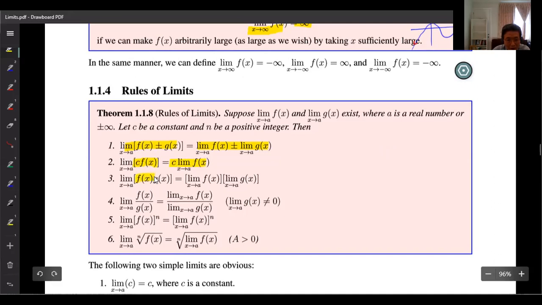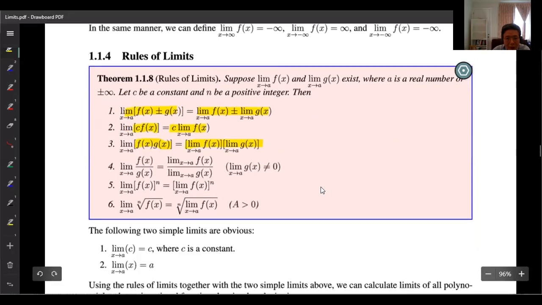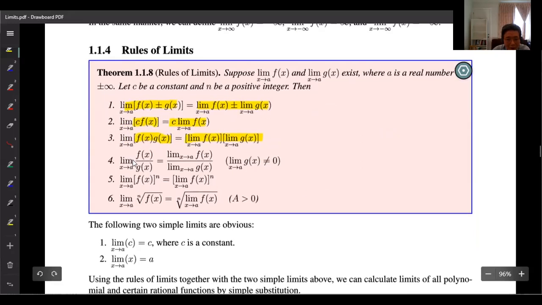If we have a product, we take the limit of a product, we just get the product of the limits. Again, the limit of a quotient equals the quotient of the limits. But here we have to be careful. Here is what's very important: when we do this, we have to make sure the limit of the denominator is not 0, because otherwise we're dividing by 0 on the right-hand side.